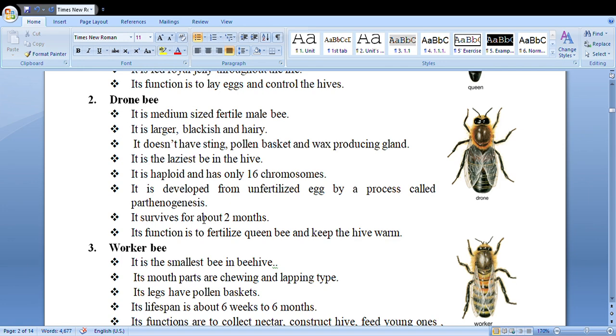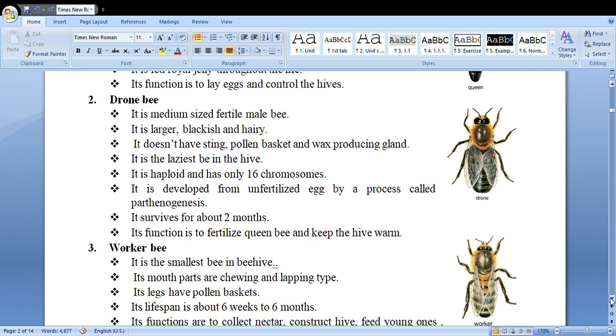Its lifespan is about 2 months. It survives for about 2 months. Its function is to fertilize the queen bee, and it also keeps the hive warm.